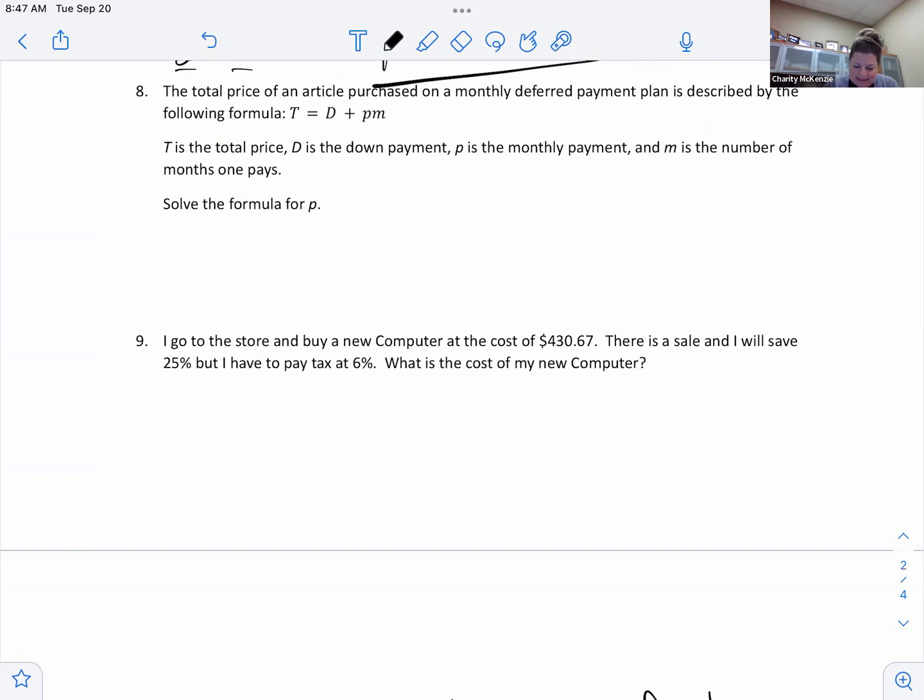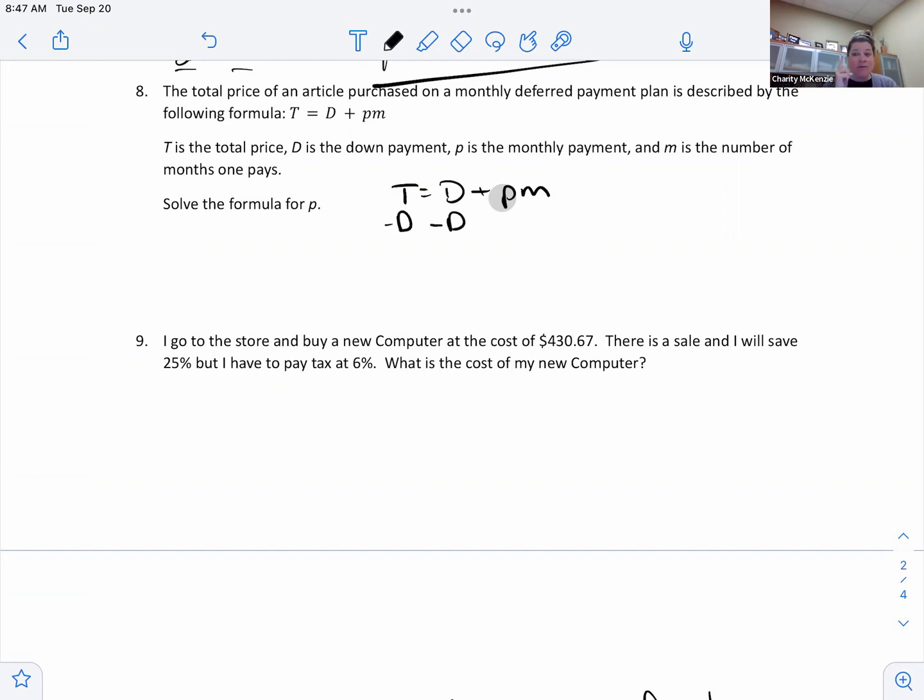Okay, so let's write this down here. So we have T equals D plus PM. So where is what we want to solve for? It's right here, right? That's P. We want to solve for P. Is there something added or subtracted to that term? A D is added. So we got to move the D first. Okay, it's a positive D. So I'm going to minus D from both sides.